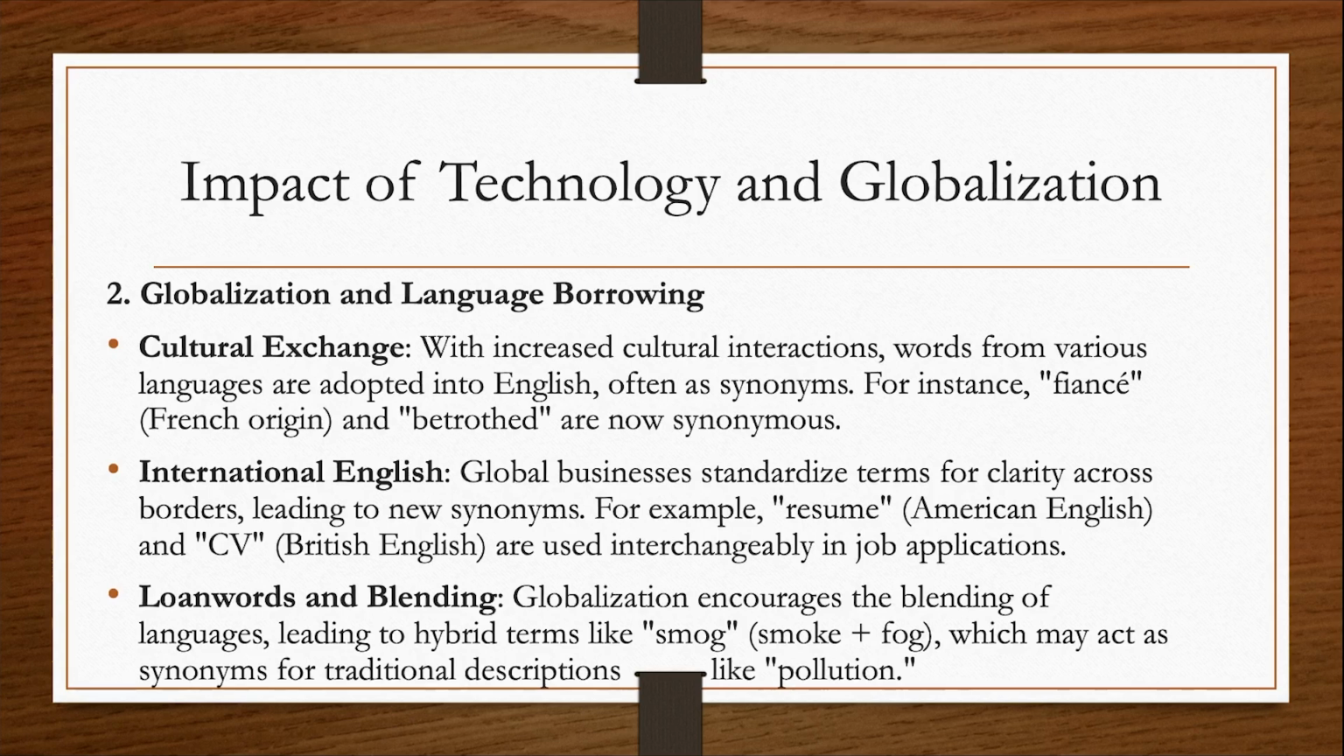For example, words like brunch, which is a combination of breakfast and lunch. So they've taken BR from breakfast and UNCH from lunch, and they've made a word named brunch, which again happens to be a portmanteau word. Now, what it says, hybrid terms like smog may act as synonyms for traditional descriptions like pollution. Okay, so yes, this is an impact of globalization and language borrowing.